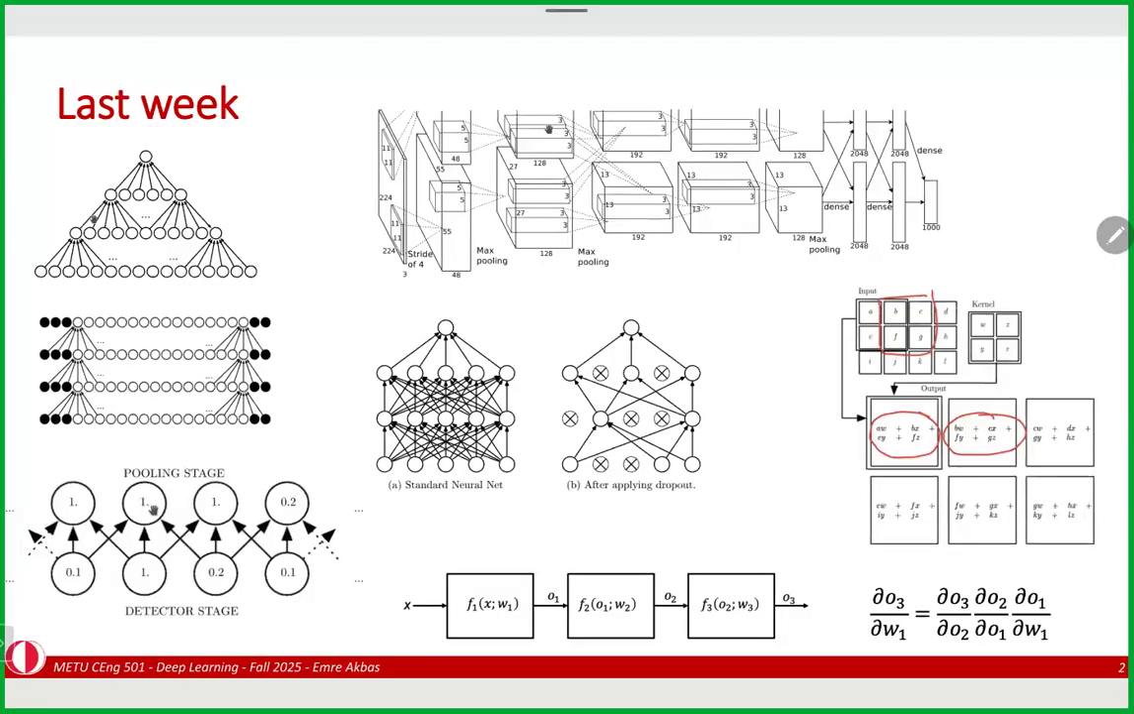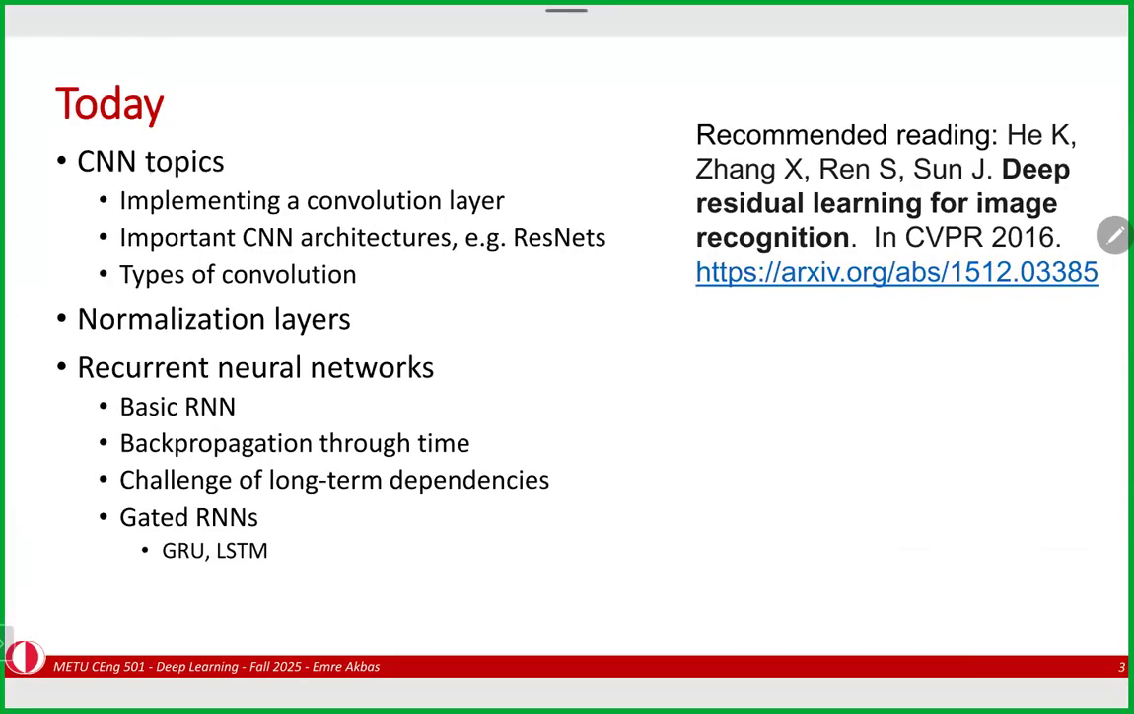Last week, we looked at convolutional neural networks. We looked at padding, max pooling, AlexNet, convolution, how to implement backpropagation in a modular manner, and dropout, data augmentation, etc. This week, today, we have some CNN topics again.